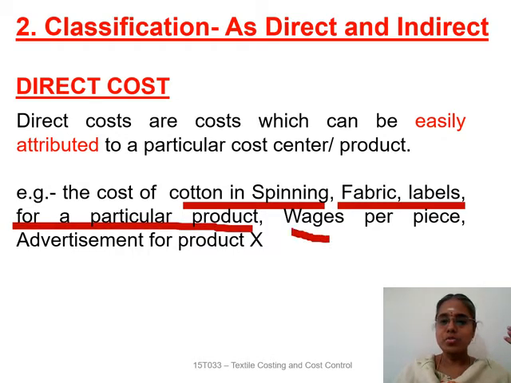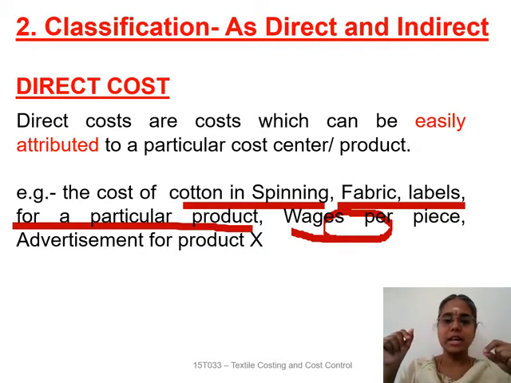Now let us come to wages. It is direct when you pay per piece: for stitching one piece, you provide a cost, so you can directly relate it with the output that is coming out. Similarly, you have three products, and for one product the advertisement cost is this much, so it is directly attributed to that product. Then it is called direct cost. You will get a better understanding when I explain indirect cost.